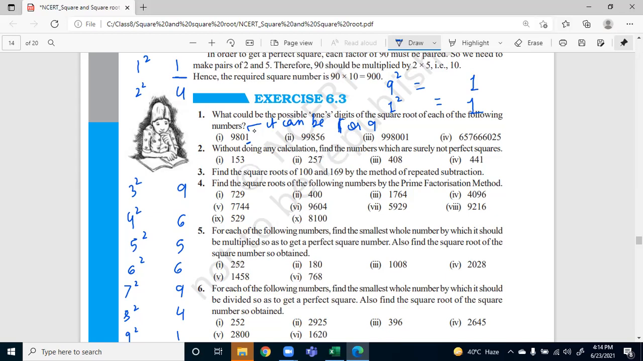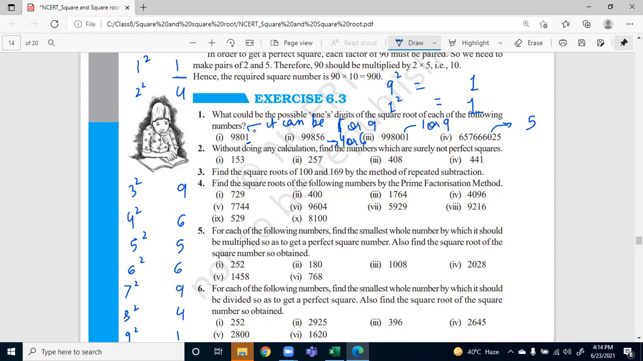Ma'am, the answer of the second question is it can be 4 or 6. You are correct. It can be 4 or 6. Okay, what do you say, Dhriti, for the third one? Ma'am, 1 or 9. Mahika, what do you say for the fourth part? For the fourth part, the answer is only and only 5. Correct. Only 5.